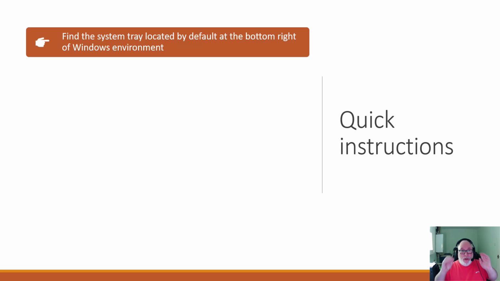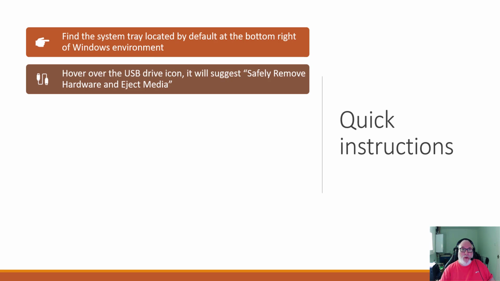So here's some quick instructions for you. If you want to stop after this and give it a try, that's fine, but I would advise you possibly to watch the whole thing and then you can rewind it and just watch the quick instructions. So the first thing you do is find the system tray. It's located at the bottom right hand corner of your Windows environment next to the clock. Hover over the USB drive icon.